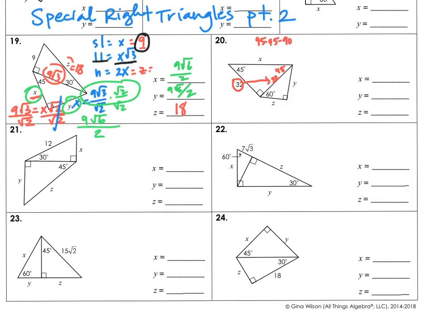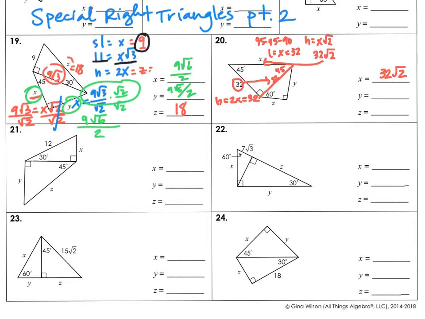In 45, 45, 90, we know that our legs are x, which is 32, and our hypotenuse is x root 2, which is 32 root 2. So that tells us what this x is: it's 32 root 2. We're not going to have to use that again because it has no connection to the other triangle. However, this 32 here is the hypotenuse for that 30, 60, 90. So if it's the hypotenuse, our hypotenuse formula is 2x, and we know that our hypotenuse is 32.